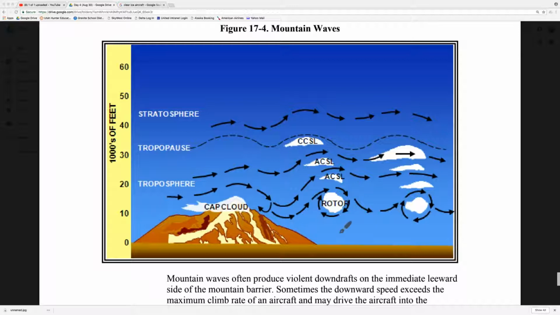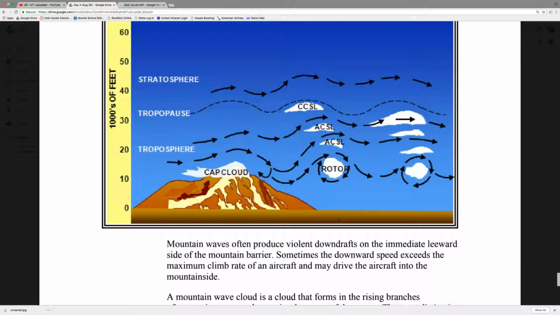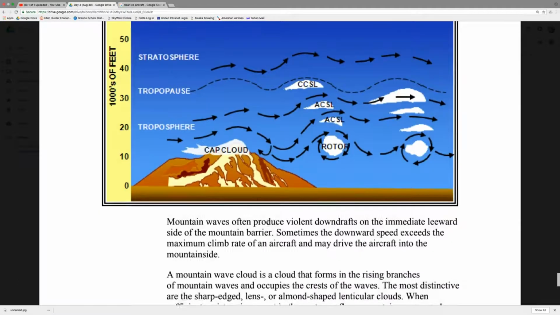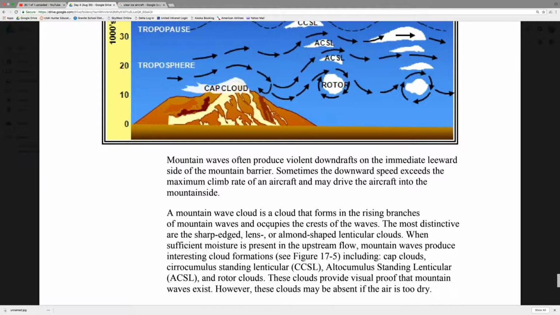But they're just as much an indication of turbulent mountain wave turbulence, right? So you get a rotor cloud, and then you have these altocumulus standing lenticulars. You know that you're going to be experiencing mountain wave turbulence on the leeward side of that mountain. Okay, does that make sense? Everybody catch that? Yeah. Okay.